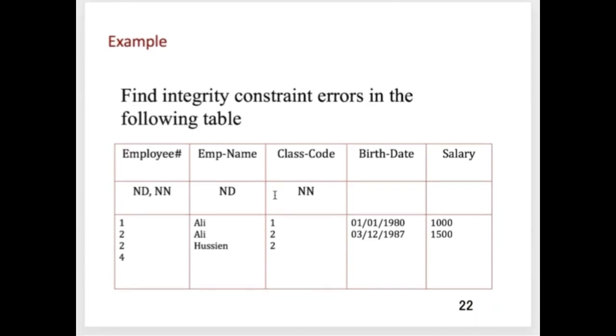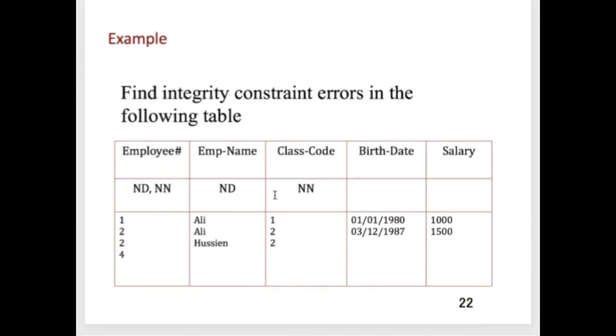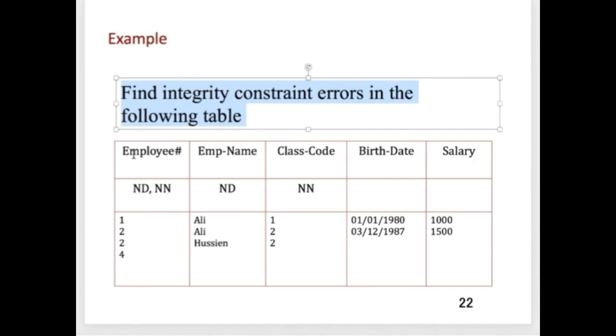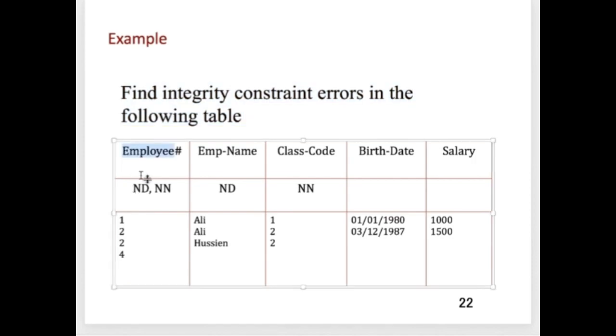Okay, guys, it's time for you to win stars. Look at this table and find the integrity constraints in the following table. Where are the integrity constraints? This column, employee number, I say it is no duplicates and not null. This is no duplicate. This is not null. I don't say anything about here and here. So it means duplicates are accepted, null are accepted. Here, duplicates are accepted, null are accepted.